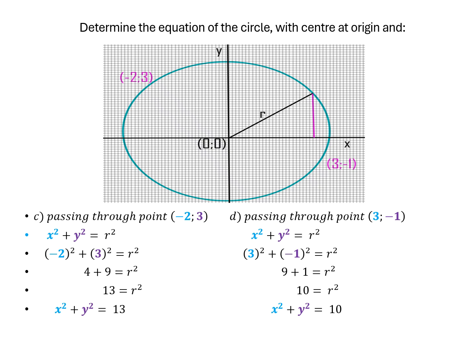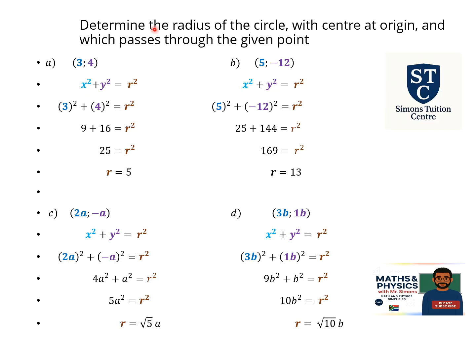Right, we can also give you this without the drawing. So determine the radius of the circle with center at the origin and which passes through the given point 3 and 4. So again I have an x and a y value. So x is 3 squared, y is 4 squared. 3 times 3 gives me 9. 4 times 4 gives me 16. So r squared equals 9 plus 16, which gives me 25. So my radius, the square root of 25, will equal 5. Take note, there's no plus and minus because r is always a positive value.